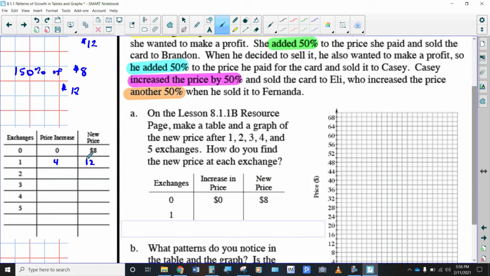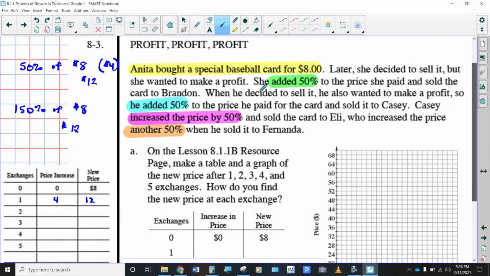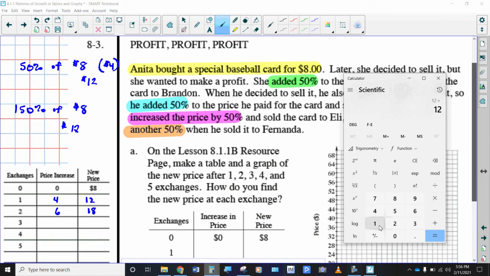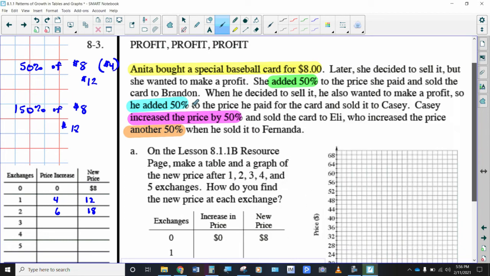Let's do both. Okay, so now you got $12, and now this dude who paid $12, who is it? Brandon paid $12 for the card. And now Brandon wants to sell it to Casey, and he's going to do the same thing. So what is 50% of 12? That would be $6, right? And when you add that to the 12, that means that he sold it for $18. If you took 150% of 12, you would get 18, guaranteed. Let's check it. 12 times 1.5 is 18. I told you.